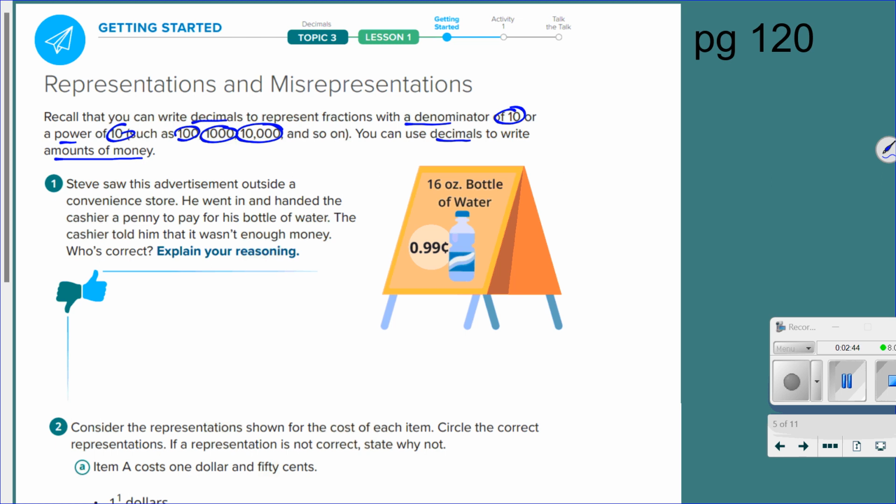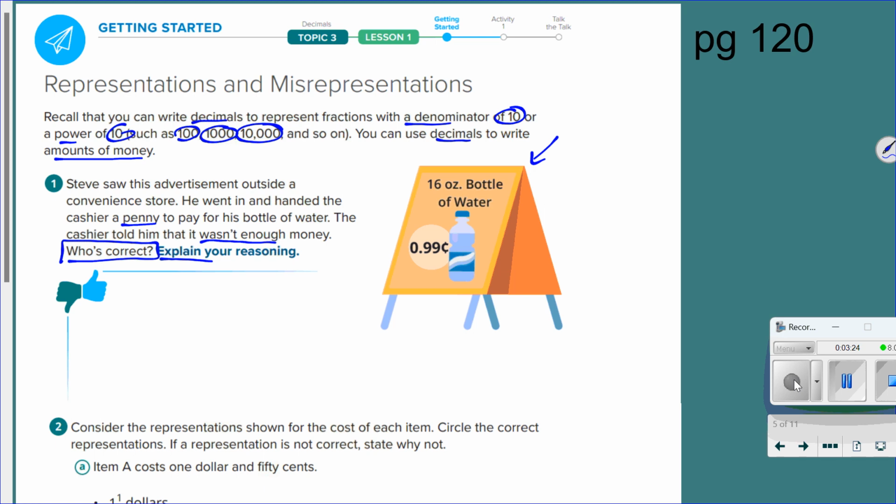Okay, Steve saw this advertisement outside a convenience store. He went in and handed the cashier a penny to pay for his bottle of water. The cashier told him it wasn't enough money. Who is correct? And explain your reasoning. So this is the sign that he was looking at. We want you to do this individually. You need to write out your answer. What you've all answered at your table, we'll give you a couple minutes to talk about it. So we're going to give you 3 minutes total. There's the problem, all the setup. You can see the sign. Tell me who's right. Is it Steve or is it the clerk, the cashier? Okay?